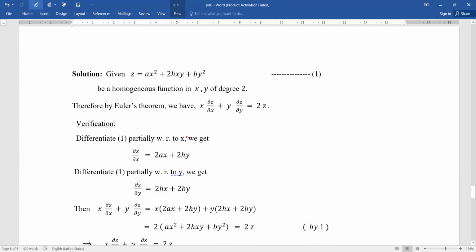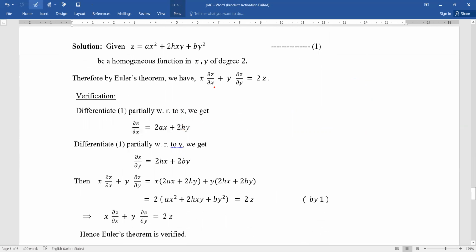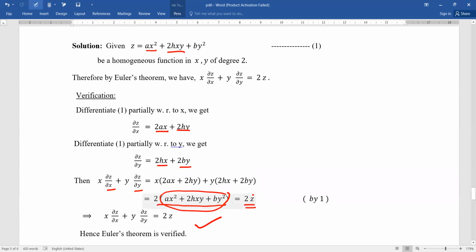सबसे पहले हम लोग निकाल रहे हैं नंबर 1 को डिफरेंशिएट पार्शियली विथ रिस्पेक्ट टू x. तो ax स्क्वायर की डेरिवेटिव ट्वाइस ax, ट्वाइस hxy की ट्वाइस hy. देन नंबर 1 को डिफरेंशिएट विथ रिस्पेक्ट टू y, सो ट्वाइस hx प्लस ट्वाइस by. दोनों की वैल्यू सब्स्टिट्यूट करो यहाँ पर और रिजल्ट आ रहा है 2 टाइम्स दिस, but it is nothing but z. So our result will be twice z, and hence Euler's theorem is verified.